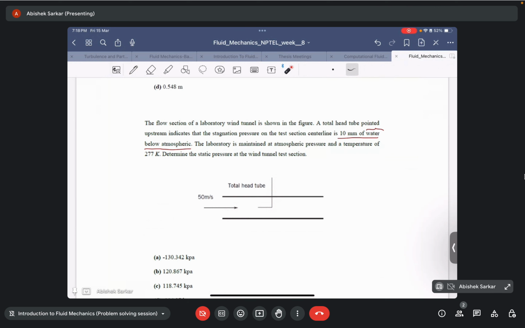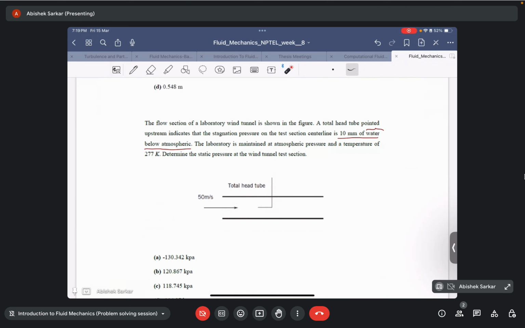And we know that the deflection in the pitot tube is the deflection of the fluid that passes through the duct in which it is measuring the velocity. That's why it is the velocity of the water, it is water itself that is passing through the duct. Okay, so the velocity of the water in the duct is 50 meter per second.